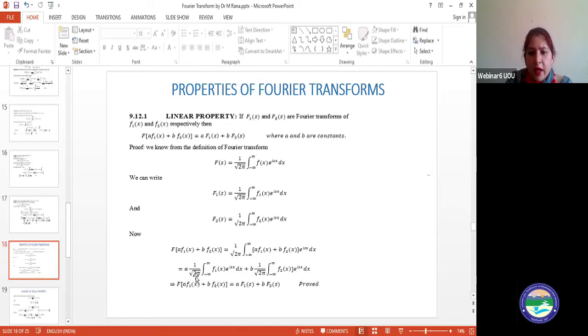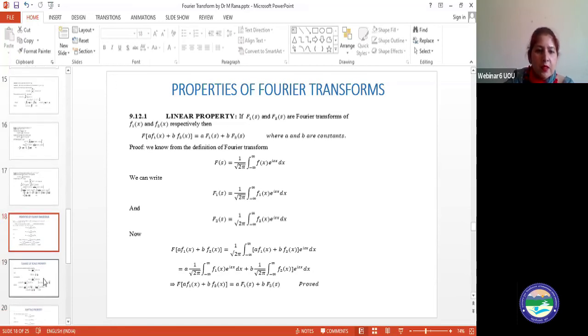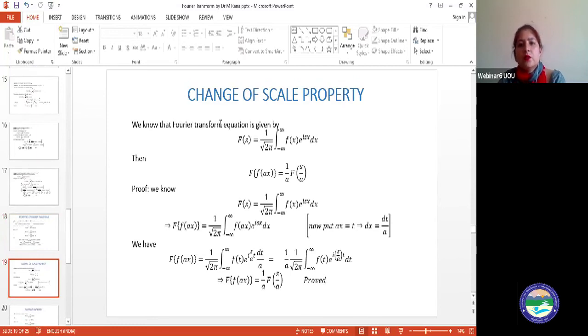And this one is f1s. So you will have a f1s plus b f2s. It means the Fourier transform also satisfies the linear property. Similarly, it also satisfies the change of scale property, as we have discussed in the Laplace transform.